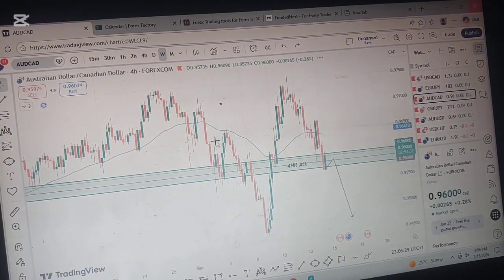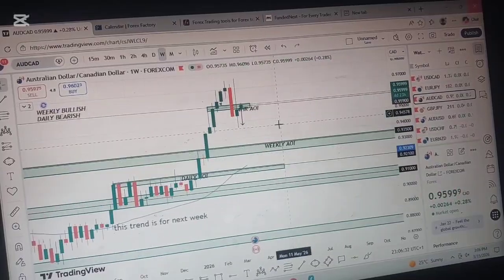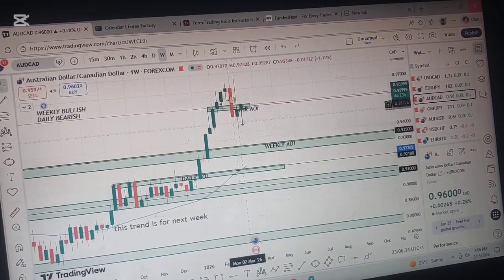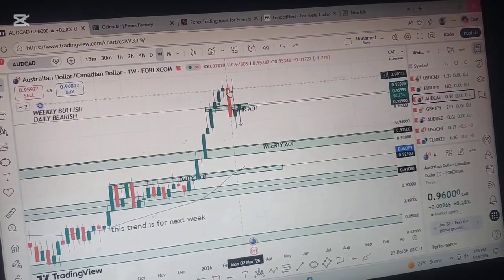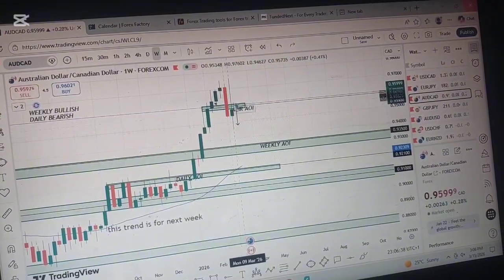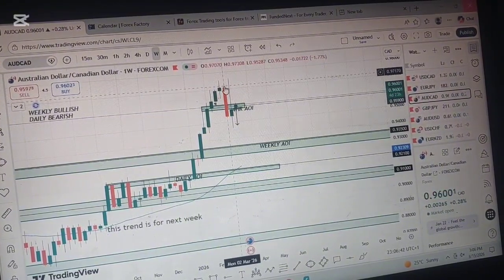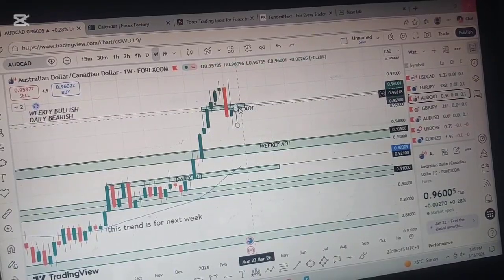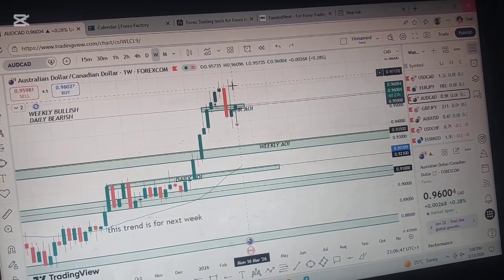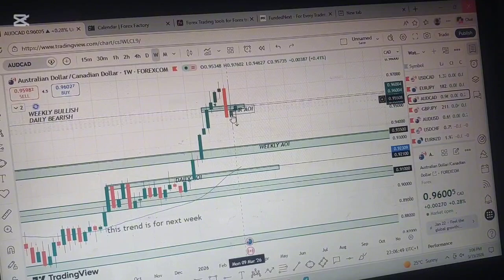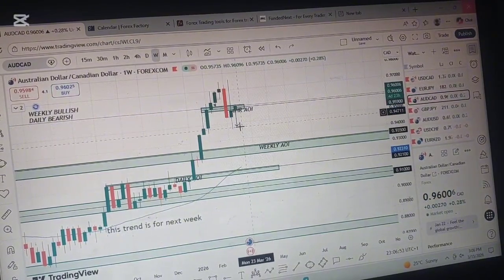All I'm waiting for is, you can clearly see last week we had the rejection candlestick. Last 2 weeks we had the bearish engulfing, while last week we had a weekly bullish pin bar. So this week, I feel we will have the push to the downside.